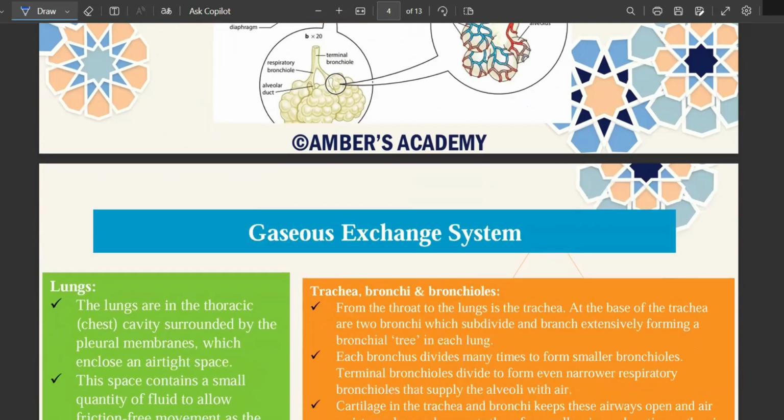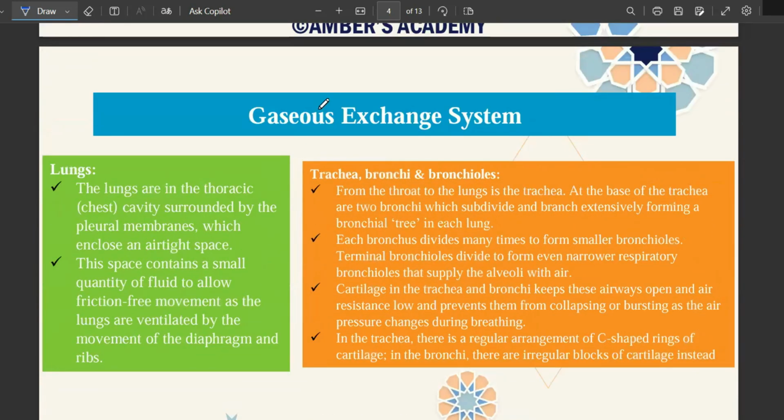Now we are diving more into the organs which are involved in the gaseous exchange system. That was an overview of whatever we have done so far. Now we are moving ahead, and we'll talk about the lungs, which are obviously the major and most important organ for the gaseous exchange system. You need to understand where the lungs exactly are located. This question might come for MCQs, so you need to mark the thoracic, or chest, cavity. They might give you chest or they might give you thoracic cavity.